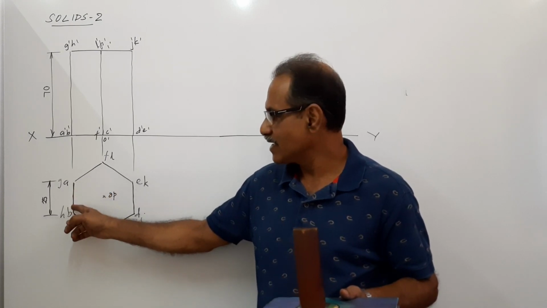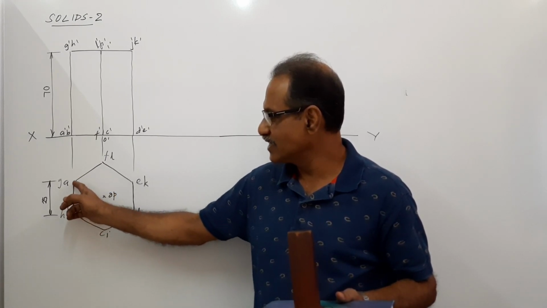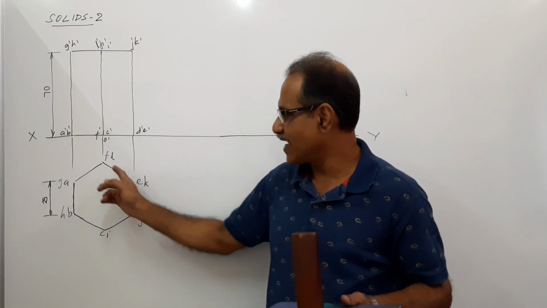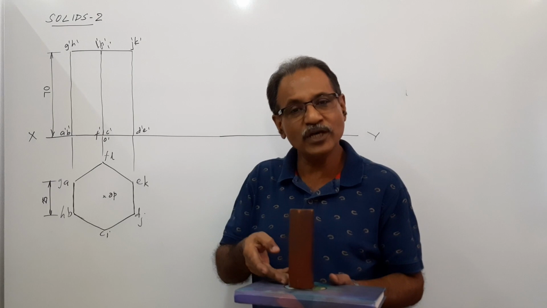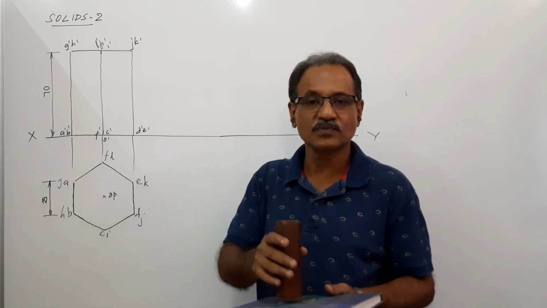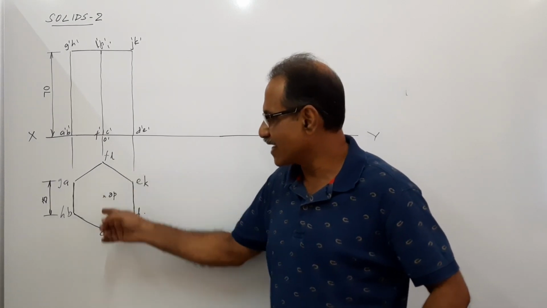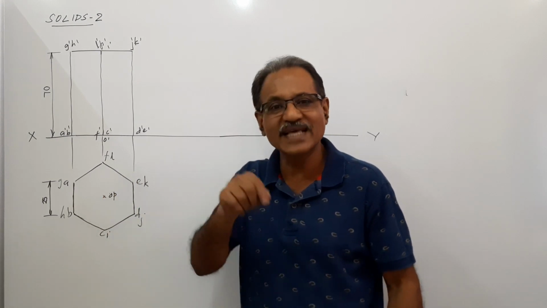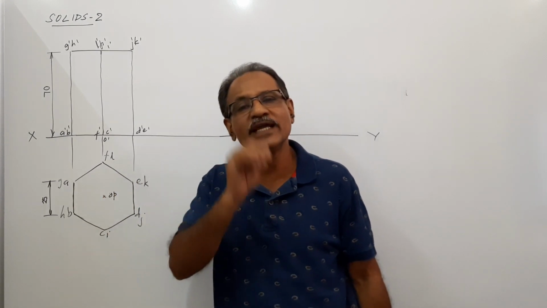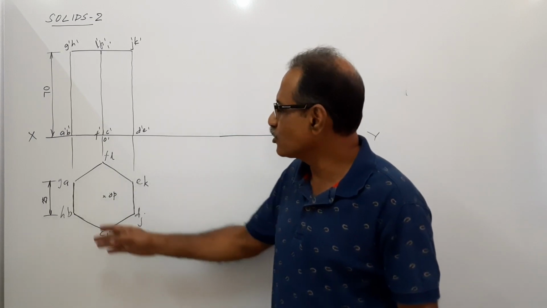And A, B, C, D, E, F, G, H, I, J, K, L. G, H, I, J, K, L are the points of the top. 6 points of the base, 6 points of the top. Agreed? Then I drew the diagonals at the center only and located the point OP. OP is the axis. I use only OP to represent the axis. Okay. Now you project the elevation.